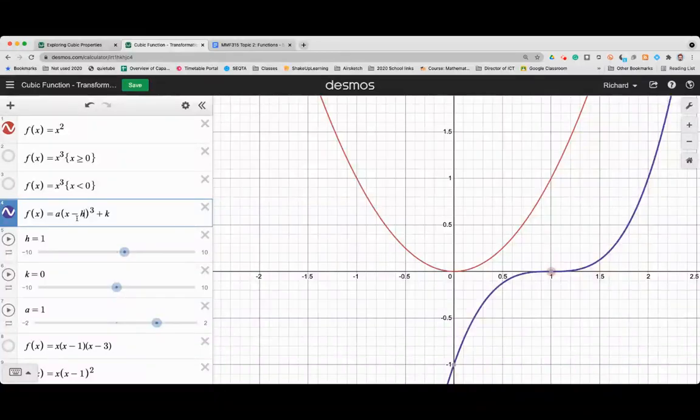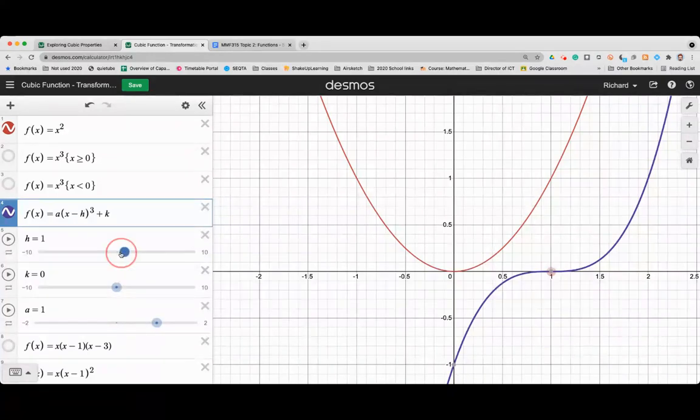So when h is equal to 1, that would be x minus 1, remember, x minus 1. And have a look at the point of inflection here. It is now 0, 1, okay? Sorry, I said that around the wrong way. It is now 1, 0. So the h represents the x coordinate of the point of inflection.